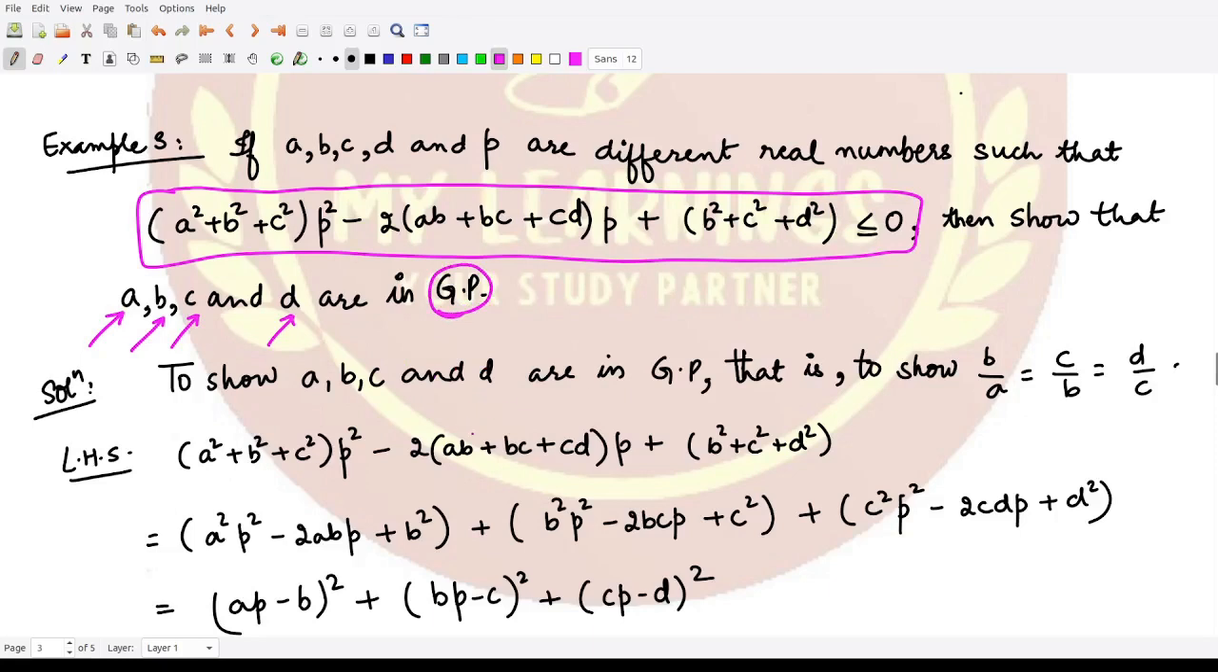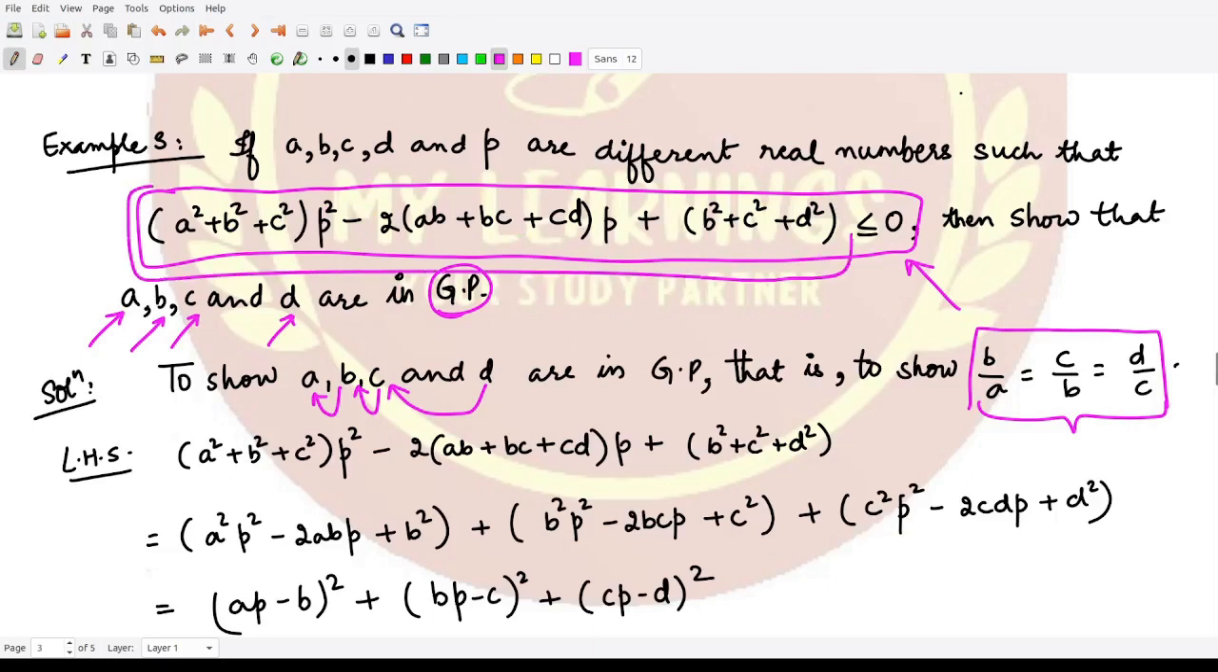In order to show that A, B, C, D are in GP, what we need to show is that they have a constant ratio. That means we'll be showing that B upon A is equal to C upon B is equal to D upon C, and so on. So these four numbers are in GP when this expression is true. Let's see, can we make out this expression through this given inequality? So let's simplify this inequality by taking the left hand side of it.